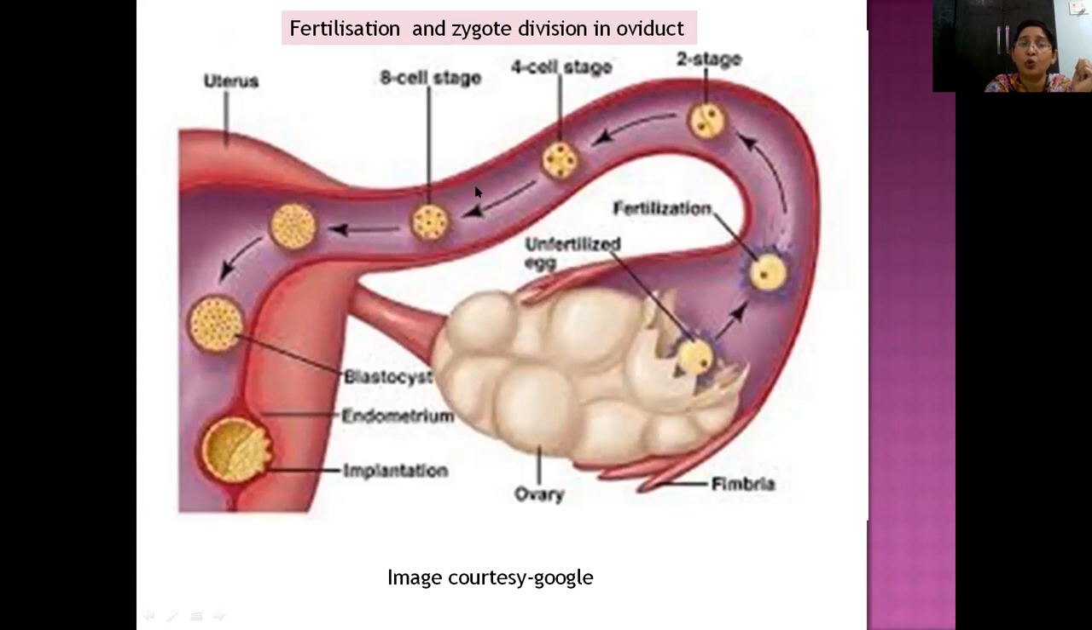Later, the division goes on, and when it reaches the stage of blastocyst, the blastocyst slowly comes from the fallopian tube downward into the uterus and gets fixed, or embedded, into the soft tissue of the uterus. Okay, so when the ovary releases the ovum, it is taken by the fallopian tube, the division goes on, and finally it reaches the uterus and gets embedded into the walls of the uterus. This fixing of the blastocyst, which is the embryo, into the uterus is called implantation. Implantation means fixing of the embryo into the uterine wall. I hope you have understood how fertilization occurs, how the zygote is formed, and how the zygote division occurs. So we will move further.